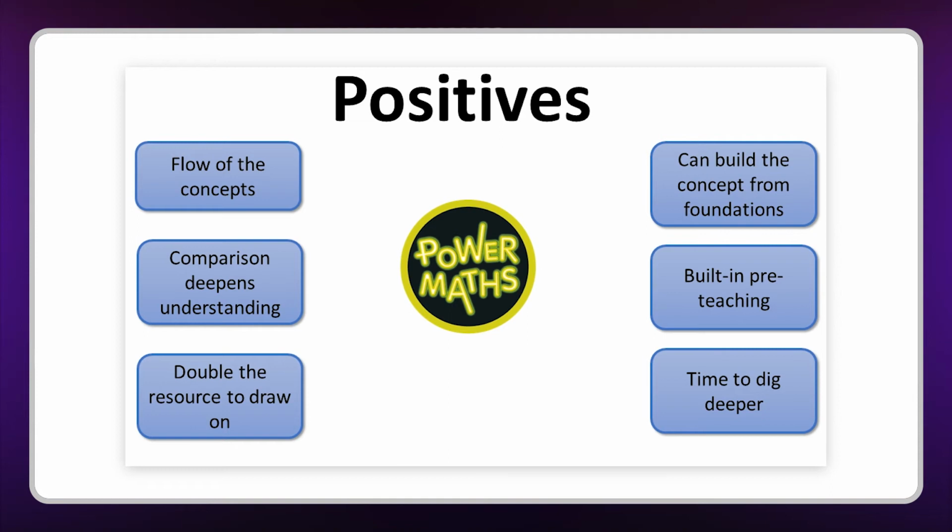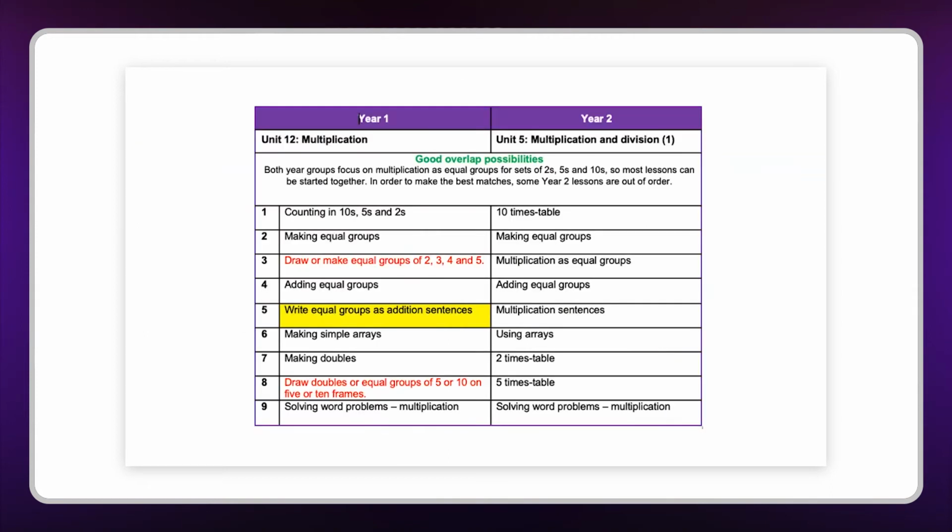And then finally, maybe there's some time to dig deeper, because then, as Simon was saying, if we look at this, where we were working, lesson 4 was adding equal groups. Lesson 5 has got this extra lesson, which I've highlighted there, write equal groups as addition sentences for the year 1s.